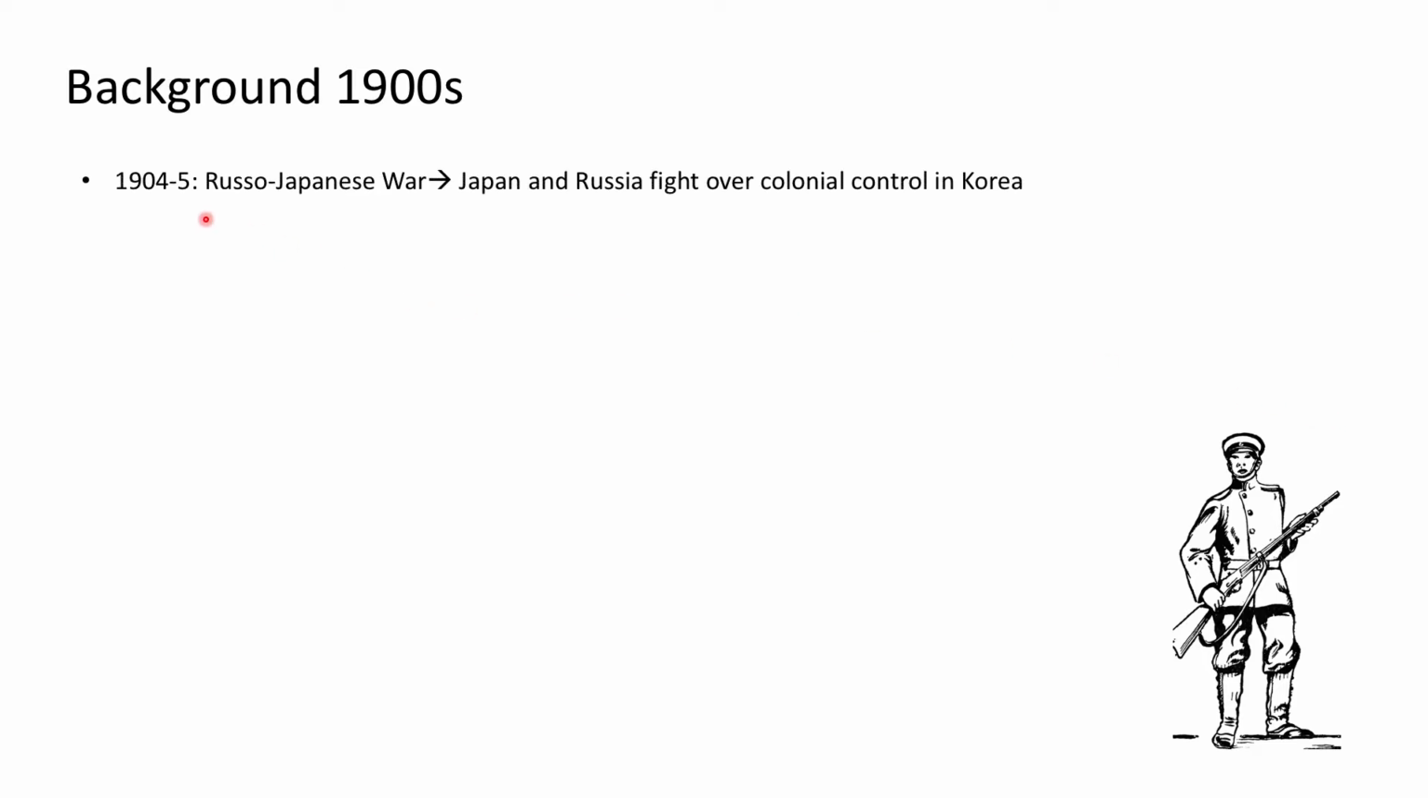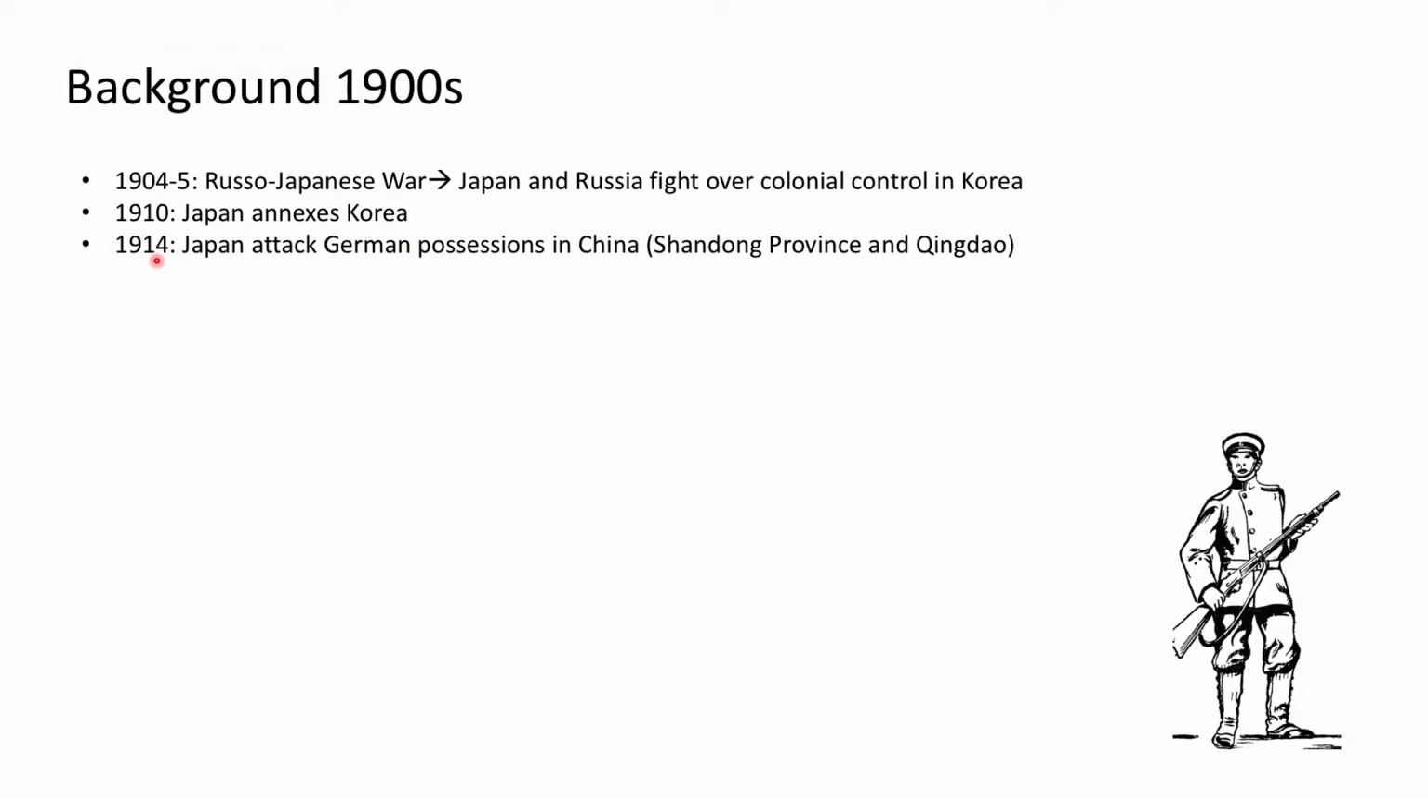Okay, going into then the 1900s, 1904 to 1905, Japan fought the Russo-Japanese War over colonial control in Korea. Japan was victorious in the war. Their victory over Russia, which was considered a modern, basically Western power at that time, shocked much of the world. In 1910, Japan annexed Korea.